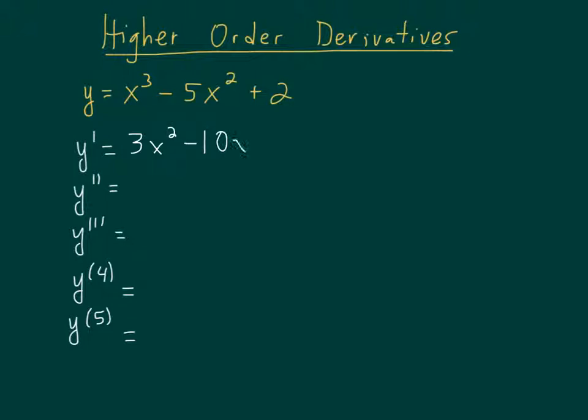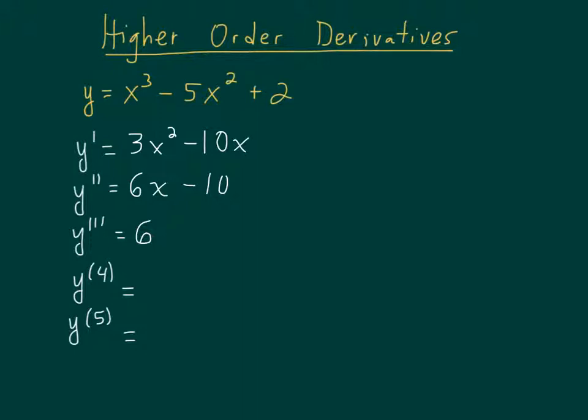minus 10x. Our second derivative, once again, we're going to use our power rule. So we're going to have 6x minus 10. So this is read y double prime, y triple prime. So you can see the three little tick marks, or the prime marks, that indicates a third derivative. So this is just going to be 6.